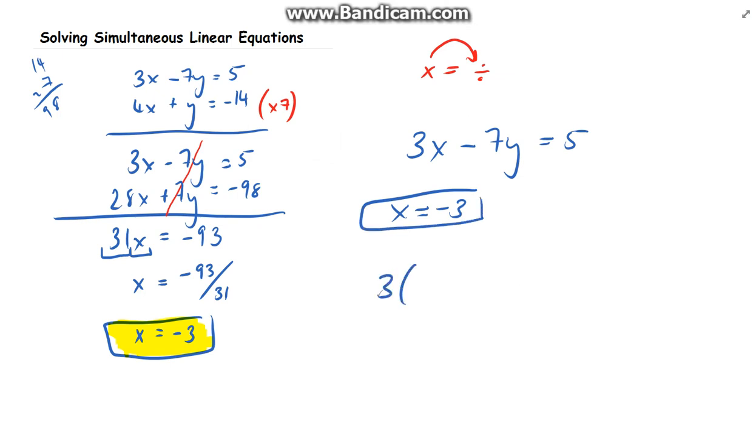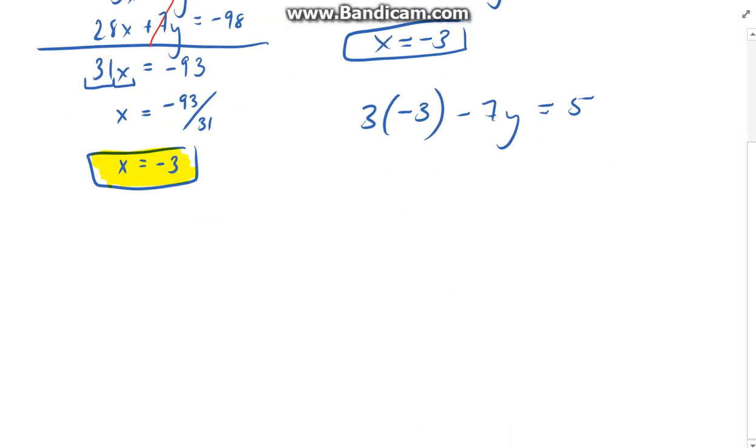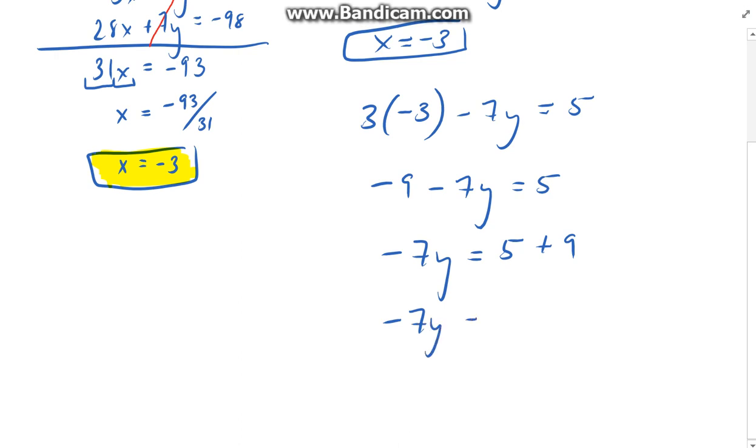So 3 times minus 3, remember, if you sub it in, you put it in brackets. Minus 7y equals 5. So 3 times minus 3 will give us minus 9, minus 7y equals 5. I'm trying to solve for y, so I want to get y on its own, so I'm going to get rid of that minus 9 first, because then I'm closer to having y on its own. The minus 9 crosses equals, and we know if a subtraction crosses equals, it becomes a plus. So we'll have minus 7y is equal to 14.